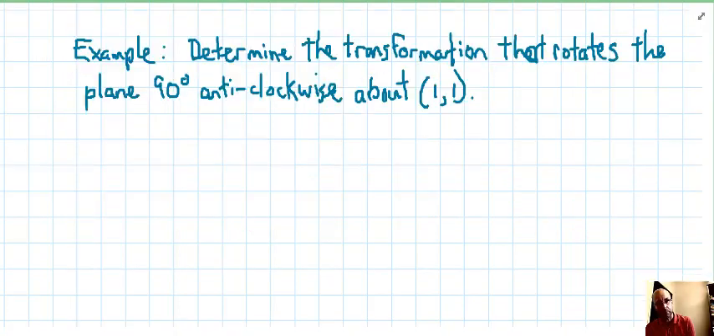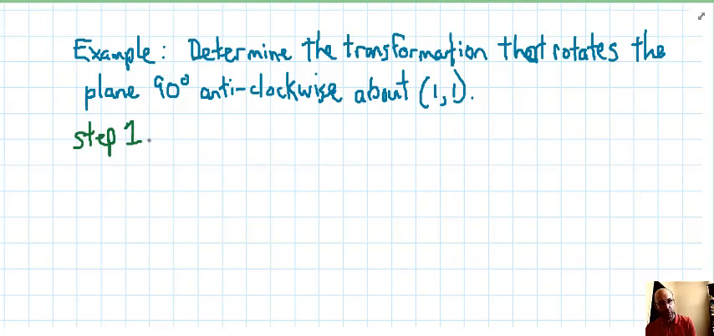Okay, so the first one therefore will be an example to do with the first context I just mentioned, and we are going to determine the transformation that rotates the plane 90 degrees anti-clockwise about 1, 1. 1, 1 is not the origin. So you'll find this has three steps.